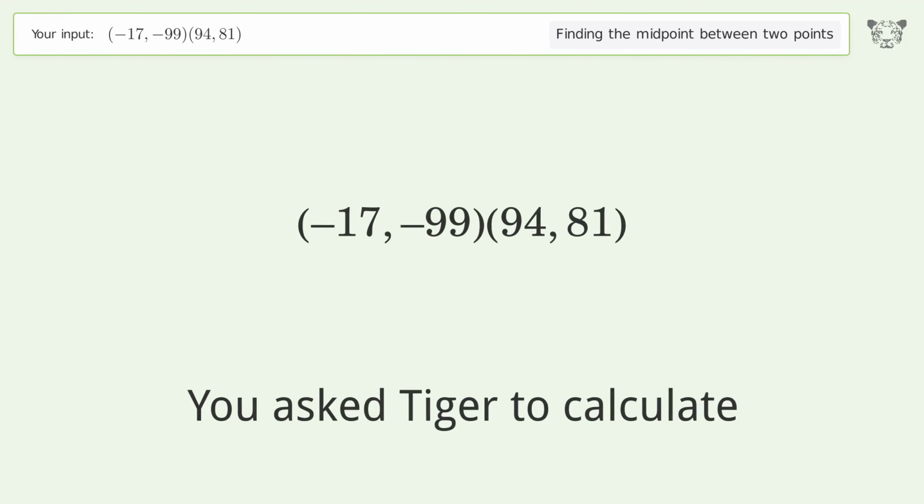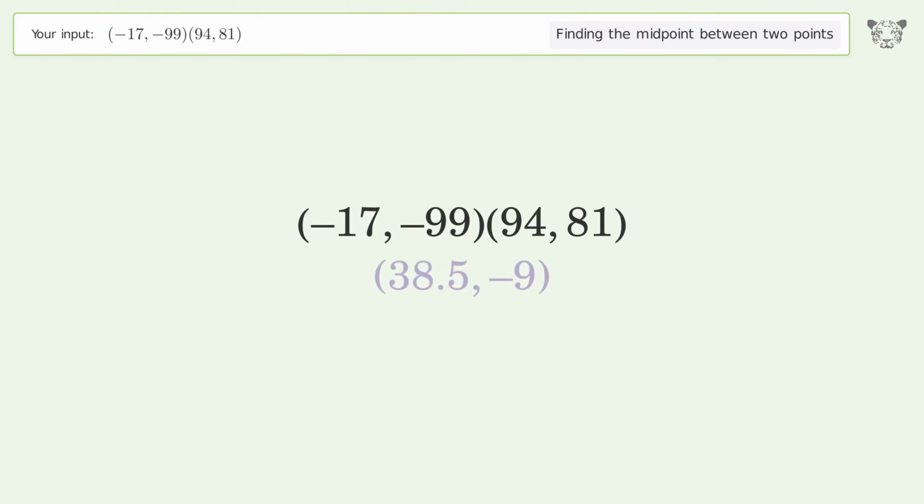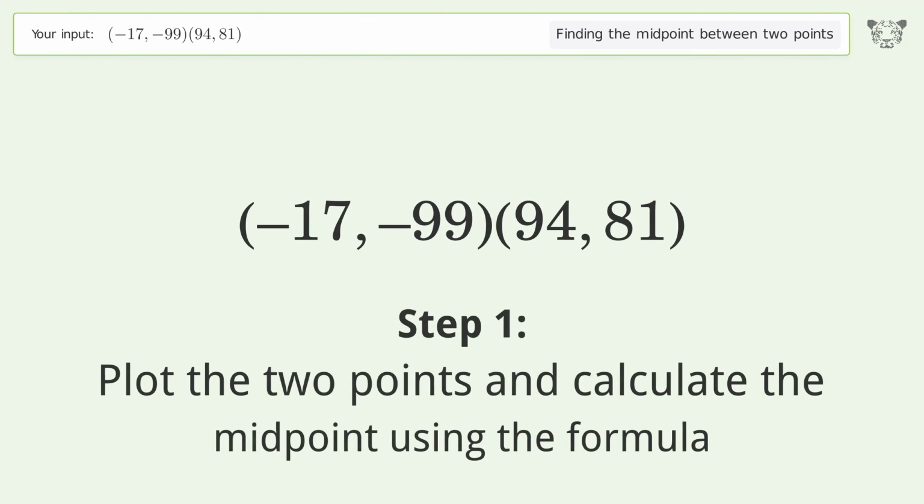You ask Tiger to calculate. This deals with finding the midpoint between 2 points. The midpoint between the 2 points is 38.5, -9. Let's solve it step by step. Plot the 2 points and calculate the midpoint using the formula.